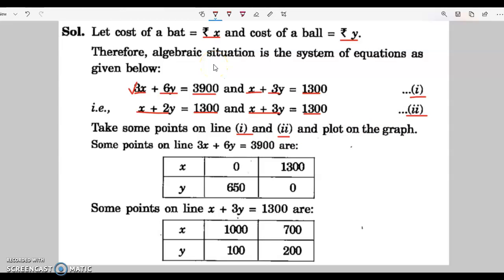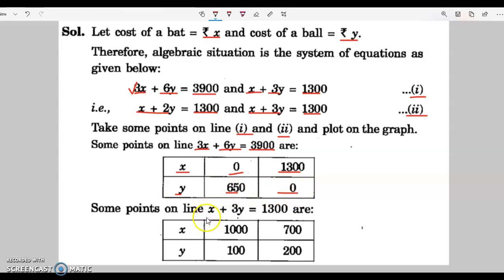We have finished the algebraic explanation. Moving on to the graphical explanation. So let us take some points on the line 3x plus 6y equals 3,900. So the x coordinates become 0 and 1,300. For the y coordinates, you have 650 and 0.